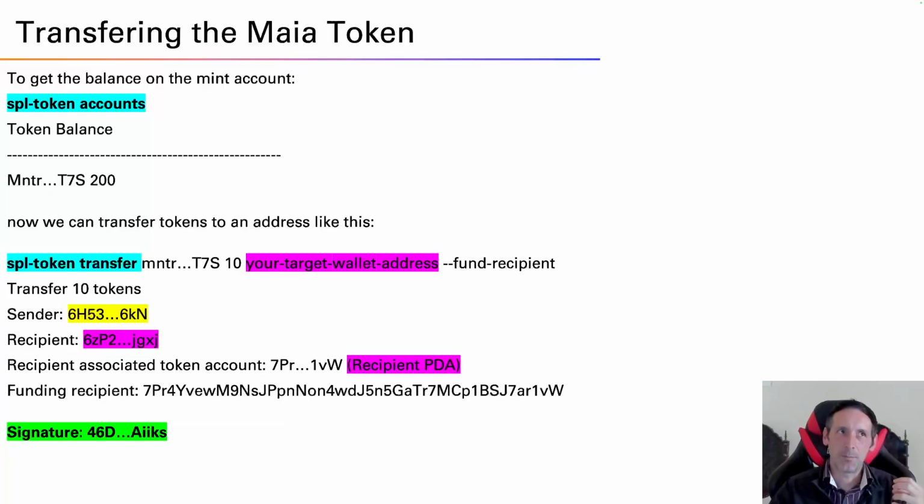So as you know, every time you create a new PDA, it needs to be funded with a minimal amount of SOL to make it rent exempt. That's something that we already knew. The interesting thing here is that when you use fund recipient, that means the origin sending address needs to fund that recipient. So this process makes sure that the recipient can receive the tokens without needing to set up the ATA themselves.